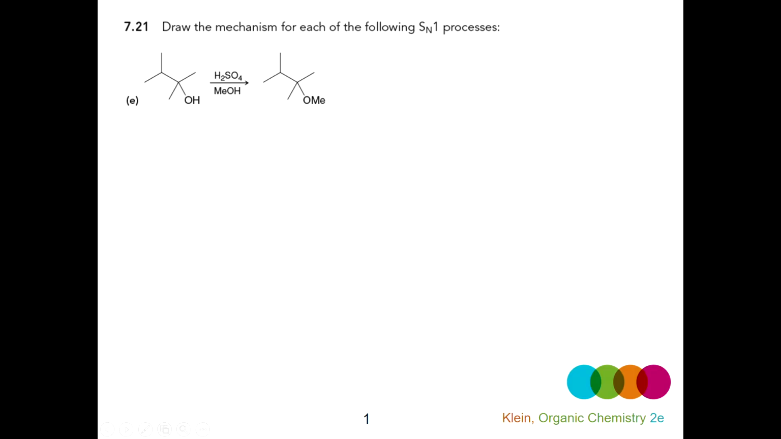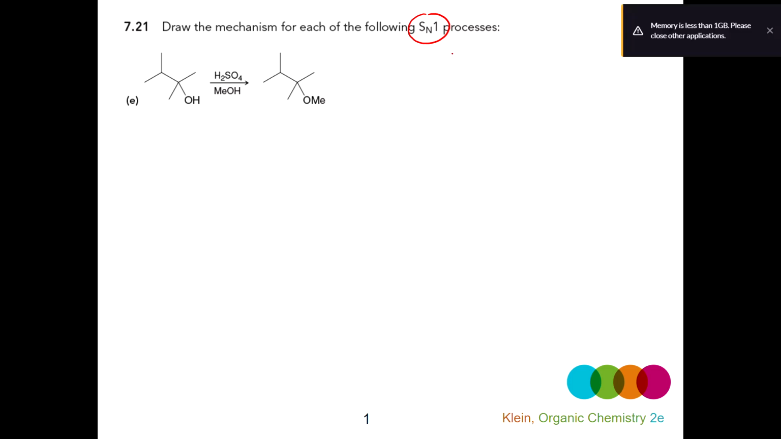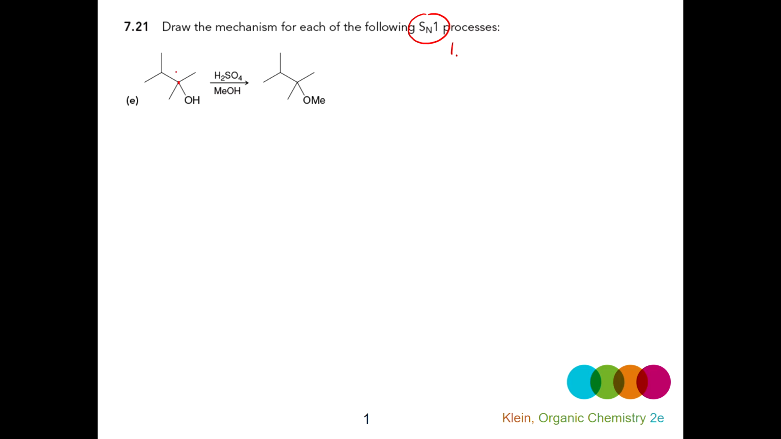Alright, so this first question tells us that there's going to be an SN1. We really don't need that information. We should be able to predict an SN1 here, mainly because we don't have a strong nucleophile. So signs of an SN1 are, first of all, that the leaving group is attached to a tertiary carbon. So it's too crowded for an SN2 to occur.